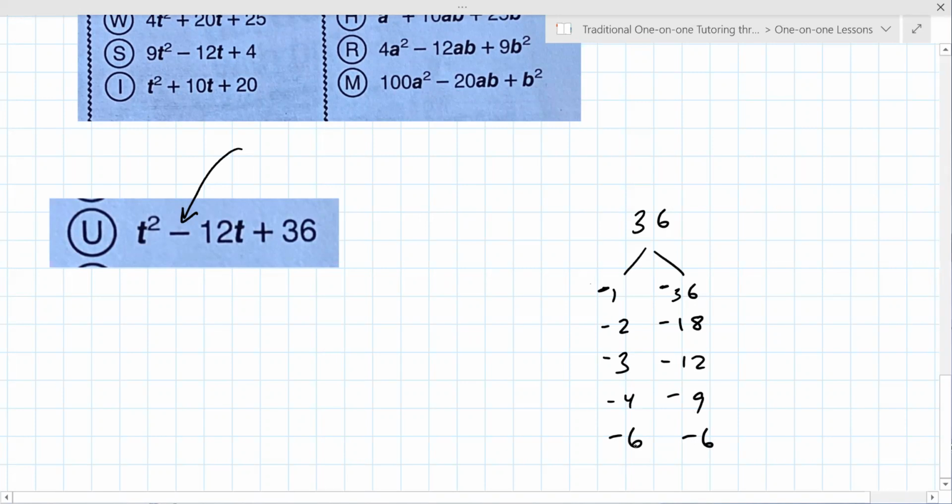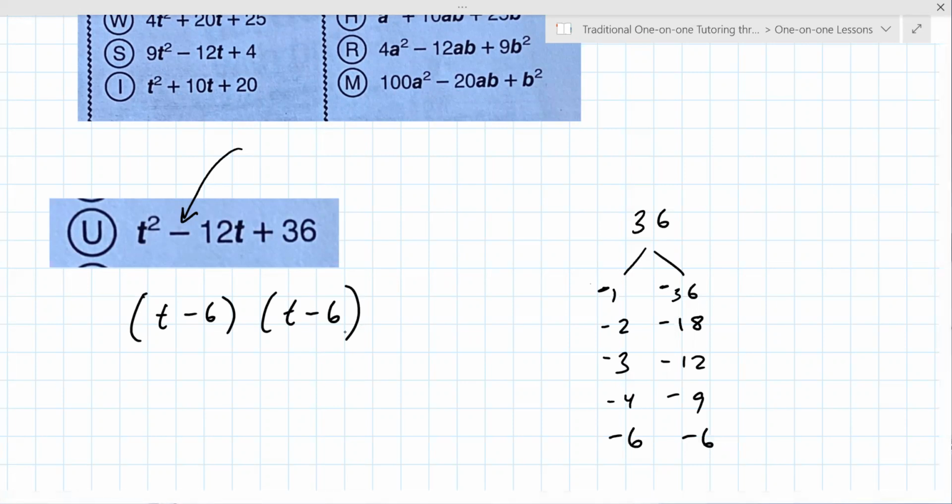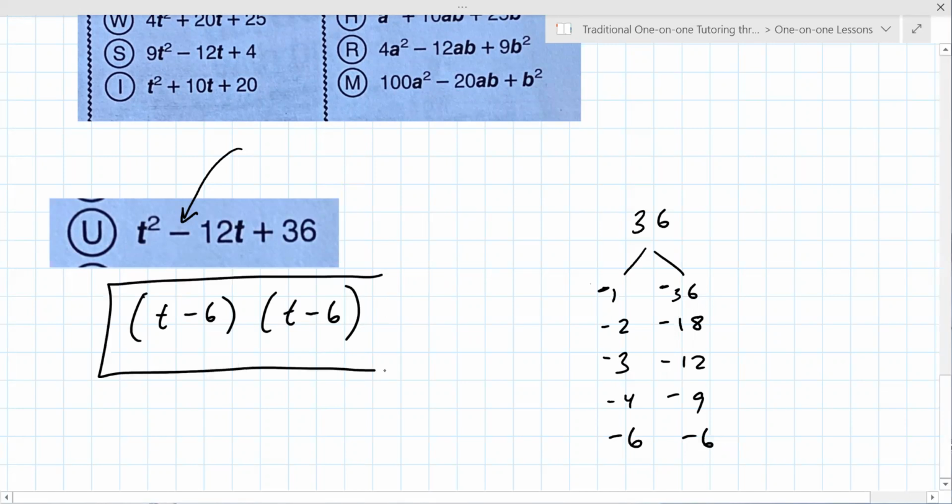So do any of these add up to -12? -6, -6. Right. So it's t minus 6, t minus 6. So then this is it. You're done here.